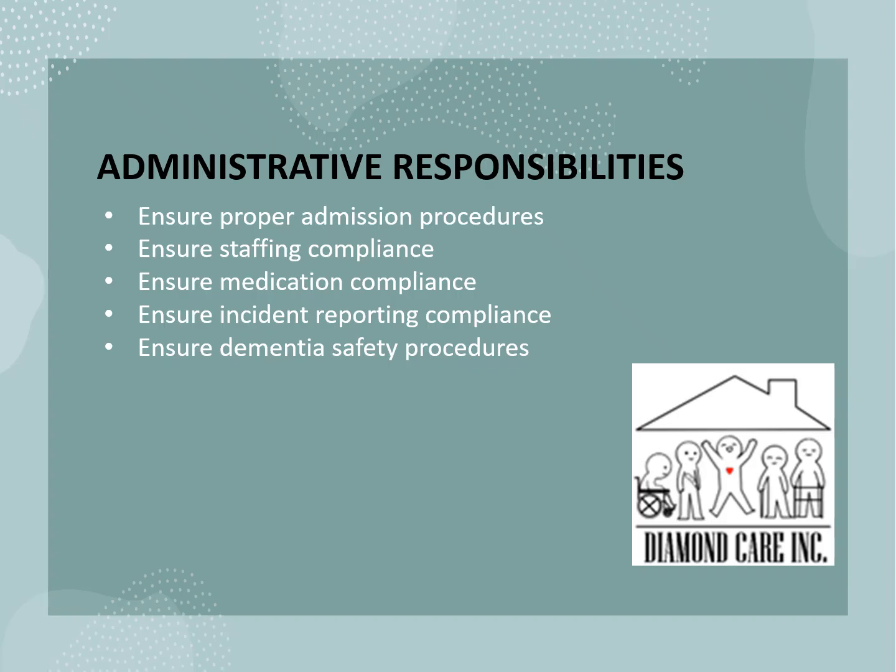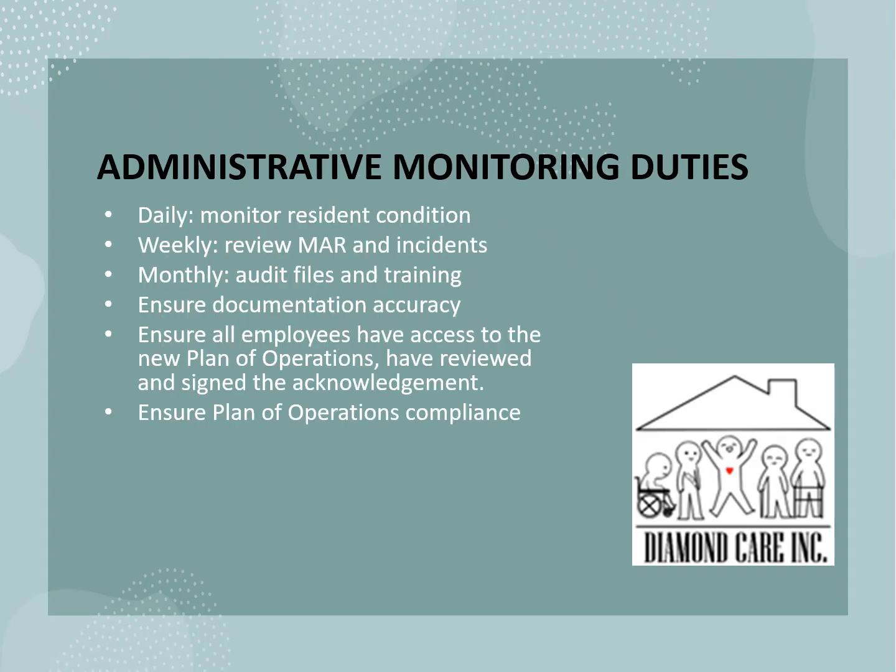So the administrative responsibilities for the plan of operation is that we're going to ensure proper admission procedures. We're going to ensure that there's proper staffing compliance. We're going to ensure that medication compliance is being met. And we're going to ensure that incident reporting compliance is also being done in a timely manner. And we will be going over that in a separate presentation. And we're going to also ensure that our dementia safety procedures are being followed and are safely understood by all involved.